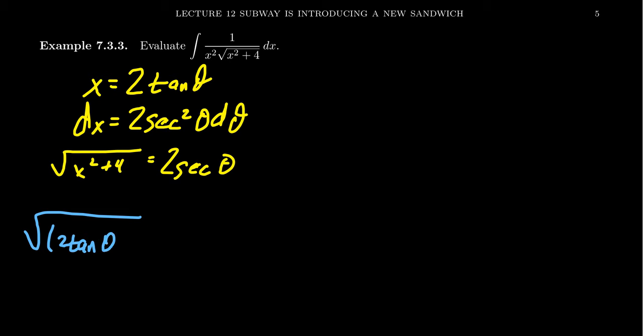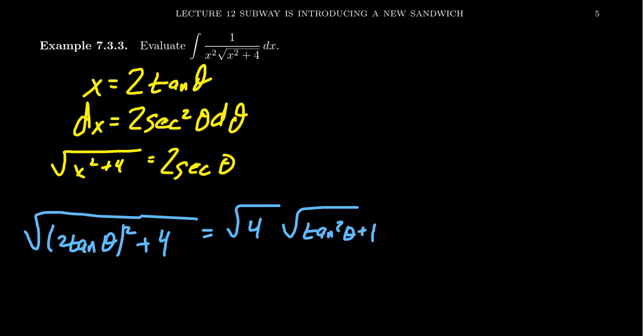If we take the square root of 2 tangent, we square the whole thing, add 4 to that, well, then you're going to get this factor of 4 because you get a 2 squared that's divisible with both. You get the square root of tangent squared plus 1. And like we saw before, tangent squared plus 1 is secant squared. That becomes 2 times the square root of secant squared, 2 secant. So using the identity, we can verify this fact. That's enough evidence. Let me get rid of that.